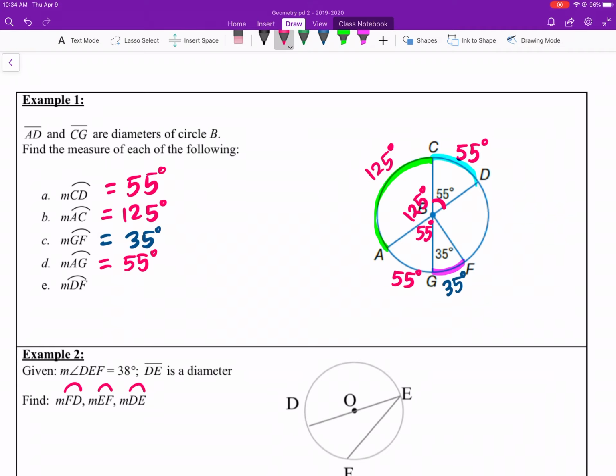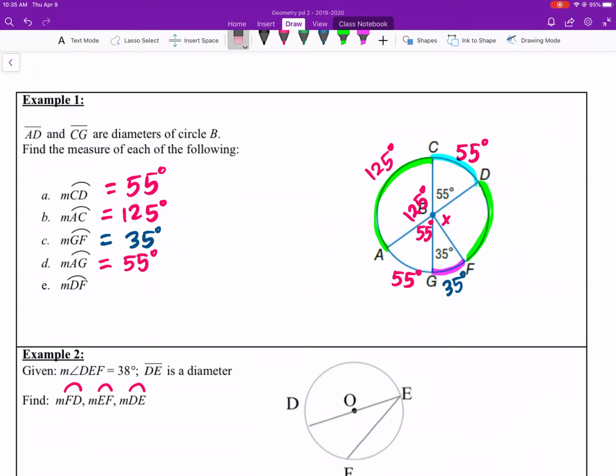Alrighty, and finally, let's take a look at arc DF over here. For arc DF, we need to know what this angle here is. Once we have that angle, in total, you could take 55, 125, 55, 35, and that set equal to 360 degrees in total. Remember, when you go all the way around, we have 360 degrees.